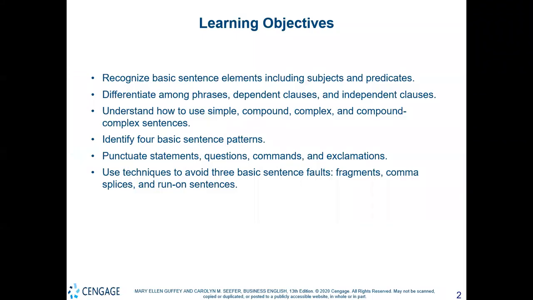The learning objectives from chapter 2 are to recognize basic sentence elements, including subjects and predicates; differentiate among phrases, independent clauses, and dependent clauses; understand how to use simple, compound, complex, and compound complex sentences; identify 4 basic sentence patterns; punctuate statements, questions, commands, and exclamations; and use techniques to avoid 3 basic sentence faults: fragments, comma splices, and run-on sentences.